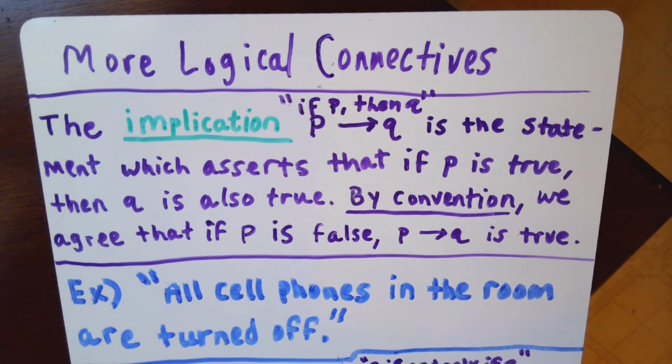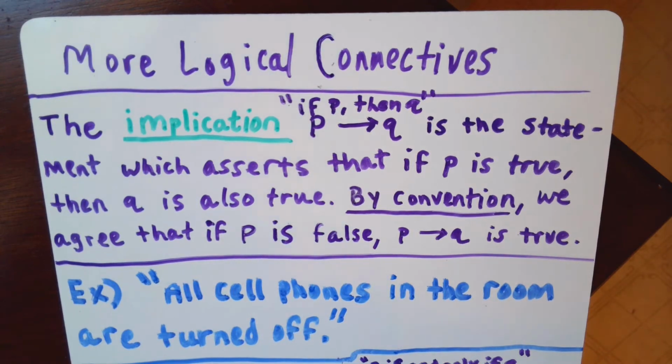But what we want to consider is the case when P is false. P in this case was: there is a cell phone in the room. If that is false, that would mean there are no cell phones in the room. In this case, it would still be correct to say all cell phones in the room are turned off, because there are no cell phones in the room. It's a little bit confusing, but essentially it's not so much the case that we can deduce much about these implications.